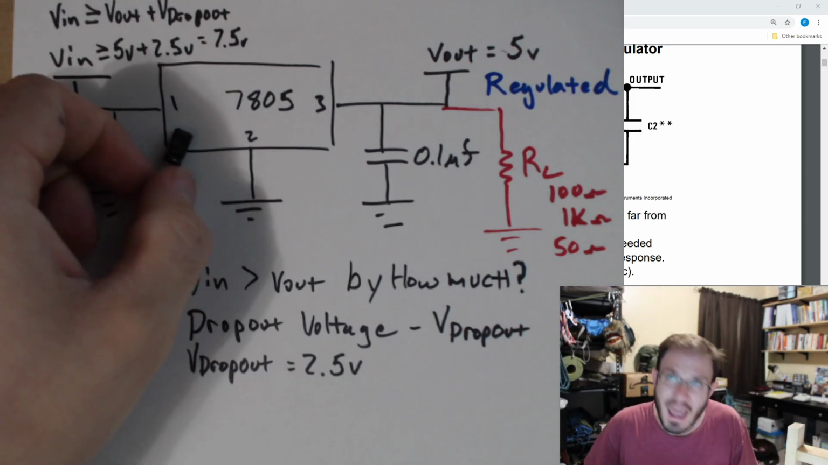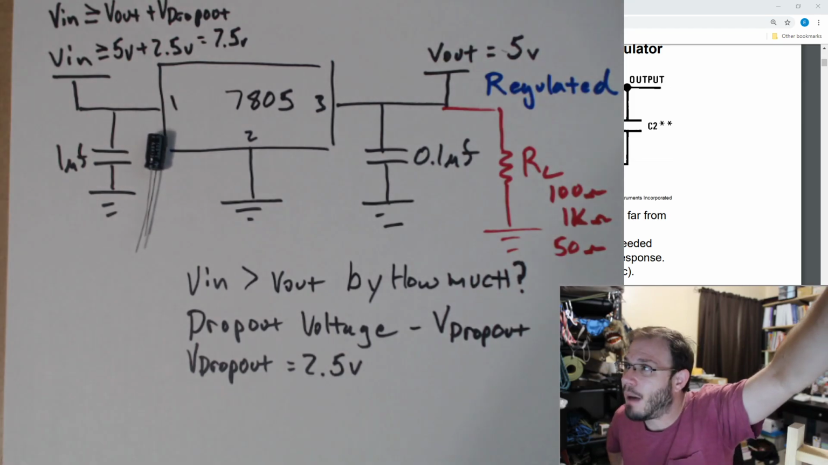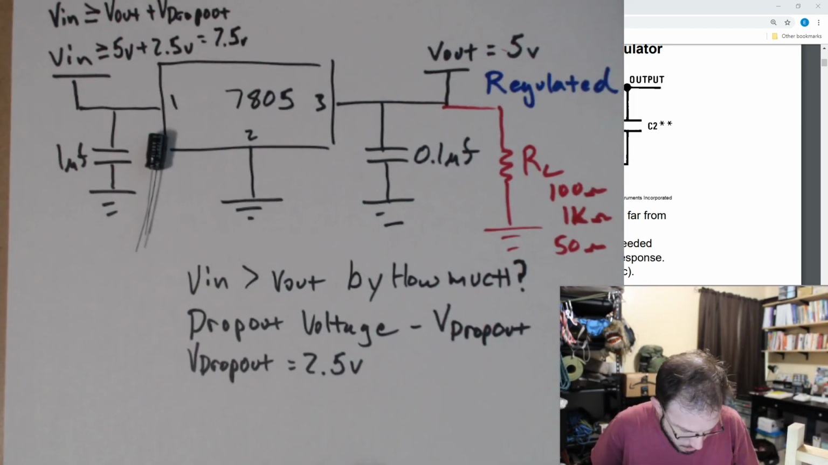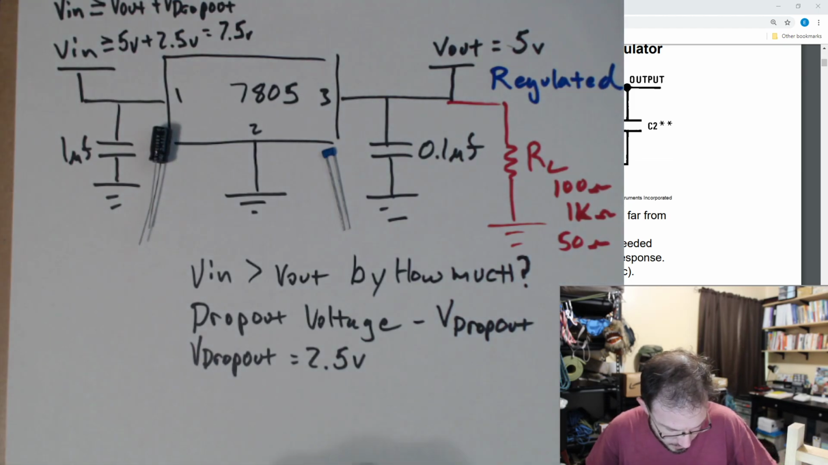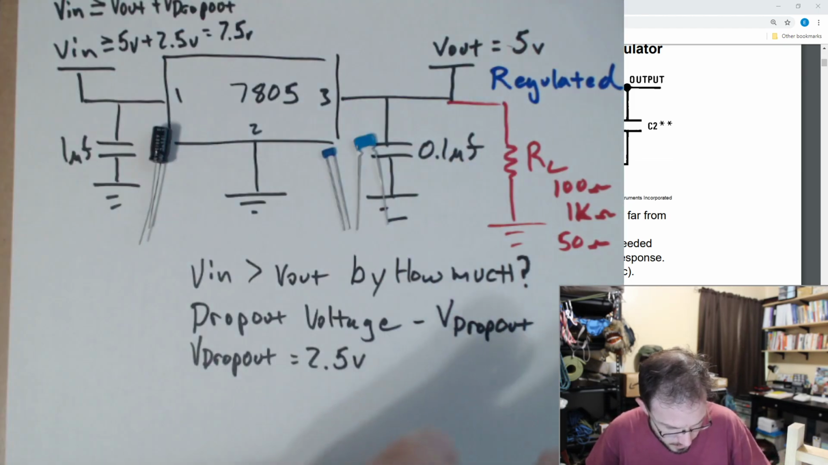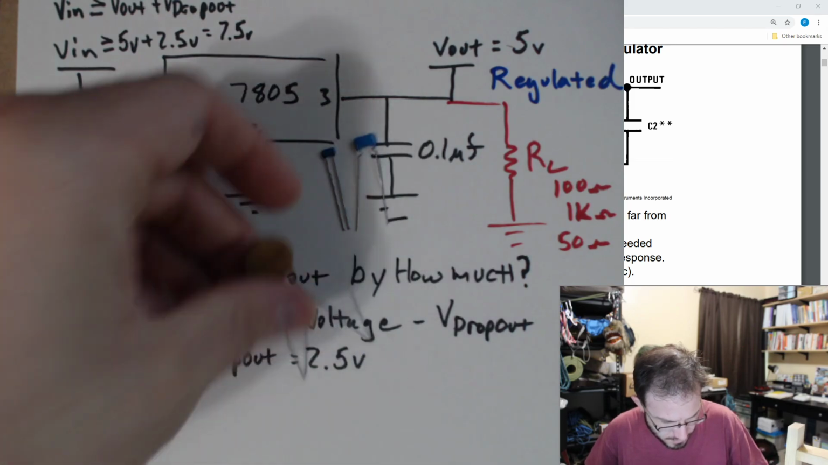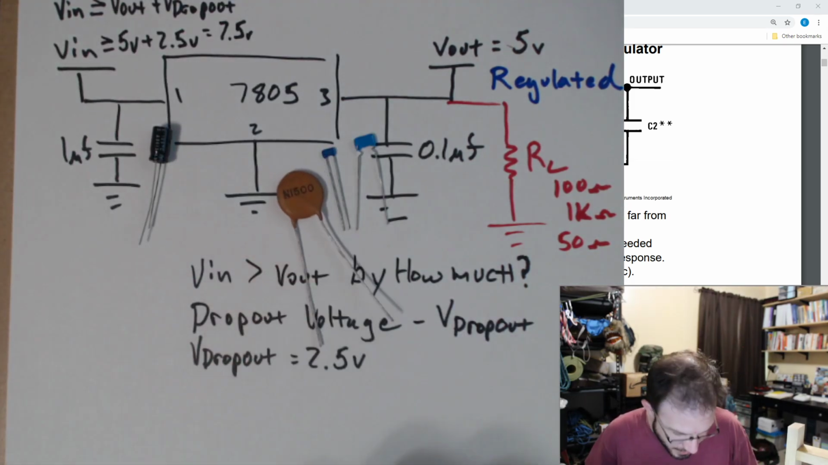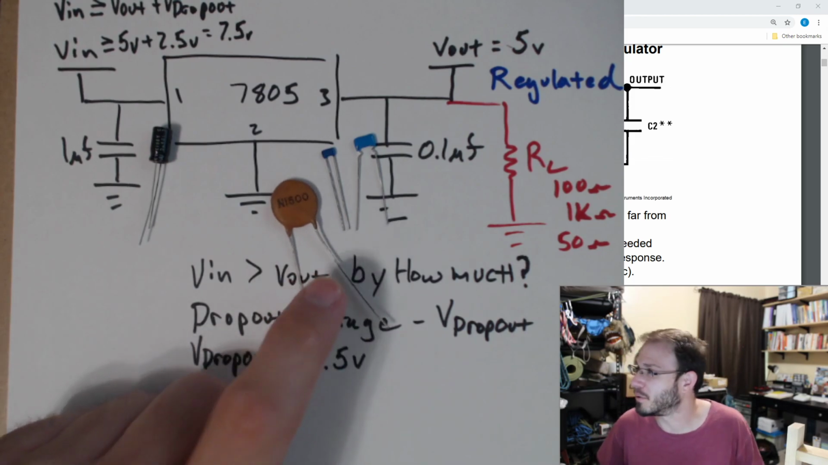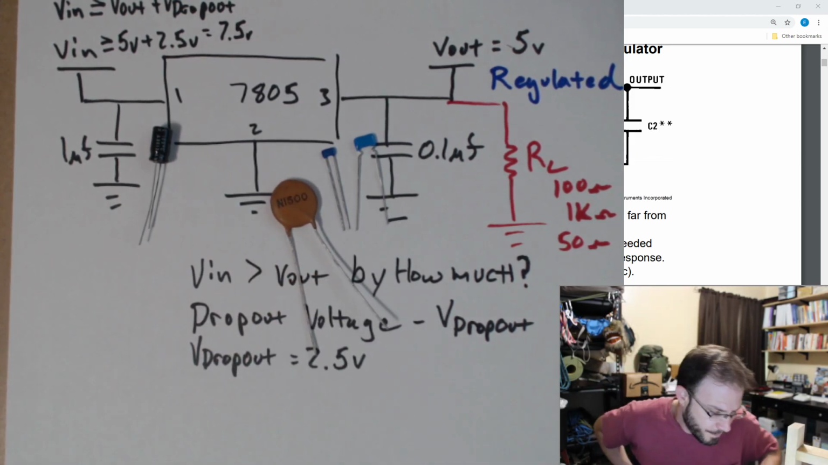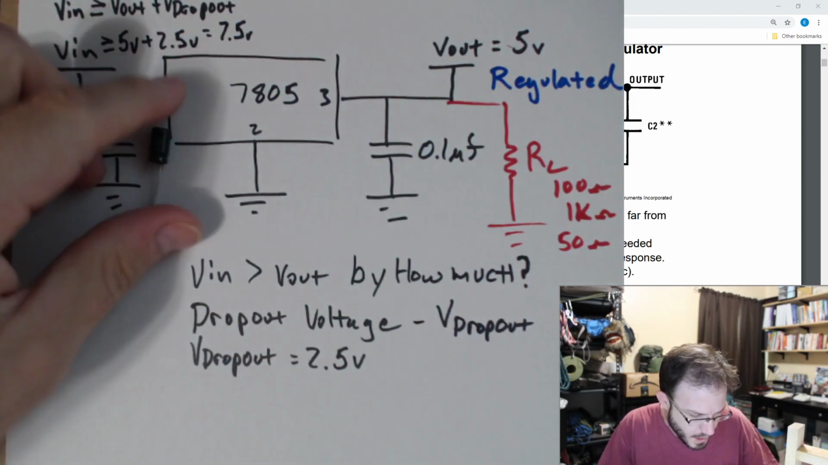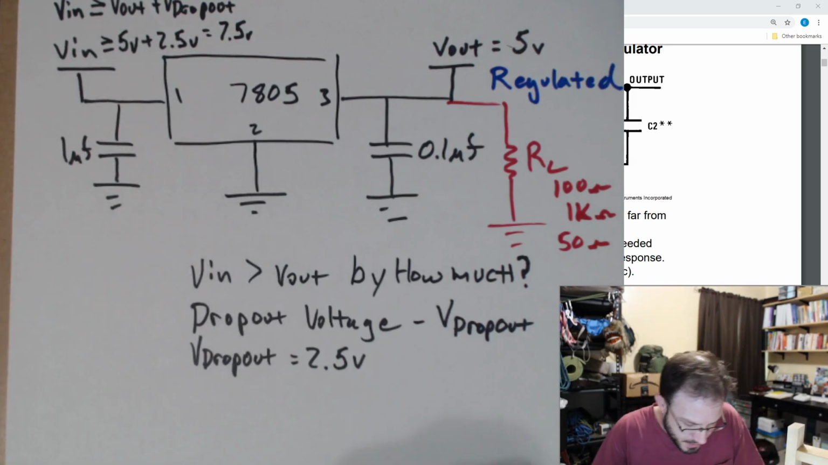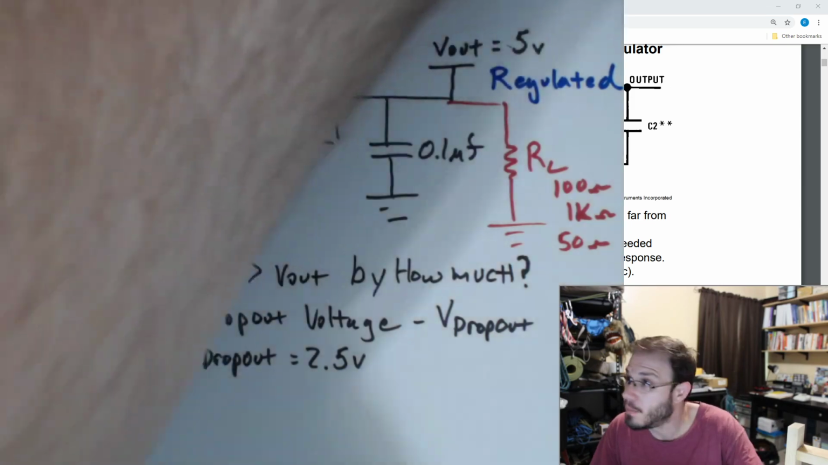Okay. And for that output cap of 0.1 microfarad, maybe we end up using a cap like this, or a cap like this, or you really want to get something large, something like this. These are older. Okay, so we should have two caps and maintain that V dropout, and we should be good.